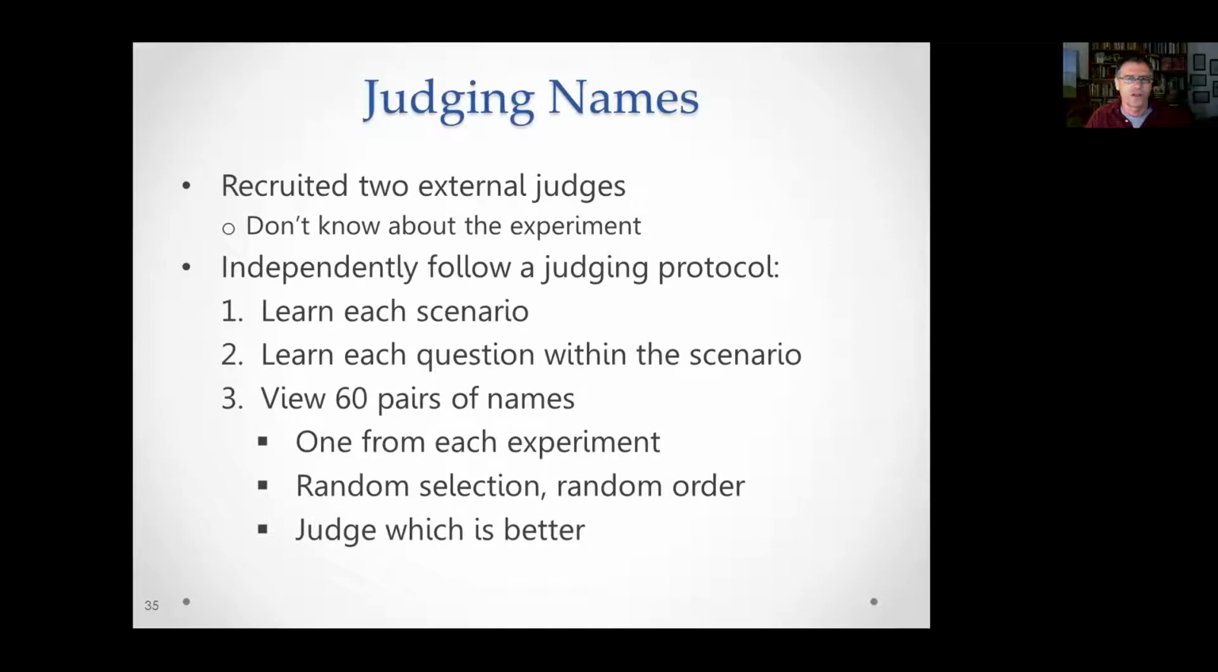Note that in order to compare the names in the 2 experiments, we need to judge name quality. To do so, we recruited 2 external judges. Importantly, these judges do not know about the experiment. What the judges did was to independently follow the following protocol. First, they learn about each scenario. Within each scenario, they learn about the questions being asked. And for each question, they view 60 pairs of names, 1 from each experiment in random order. And they judge which name they think is better for this question in this scenario.